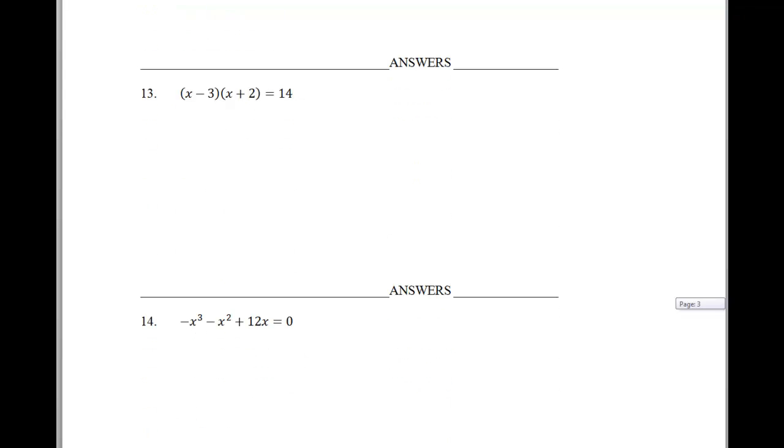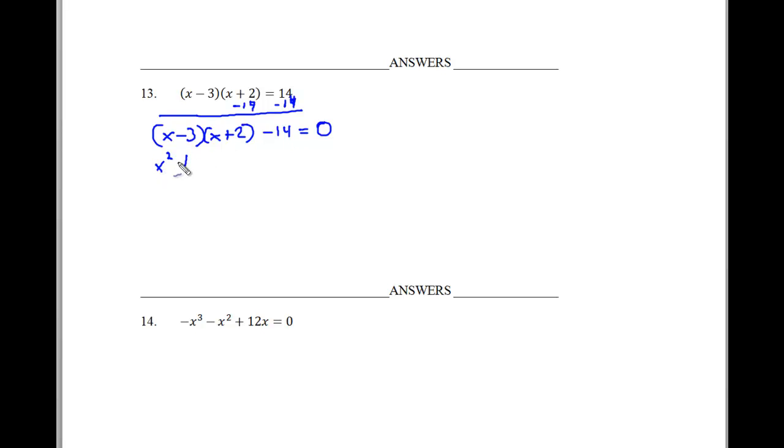Okay, so let's go to problem 13. Problem 13, the first thing we need to do is bring the 14 to the other side. We have to find out when this hits the ground. So I want to know when it hits the ground, so let's bring this over to the left-hand side. Okay, so what I'm going to have is x minus 3 and x plus 2 minus 14 equals 0. So now what I'm going to do is FOIL this out here and then put my 14 with it. So that will help me out when I hit the ground.